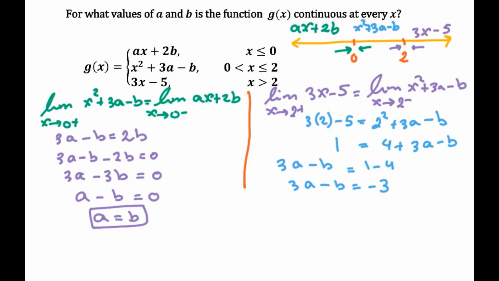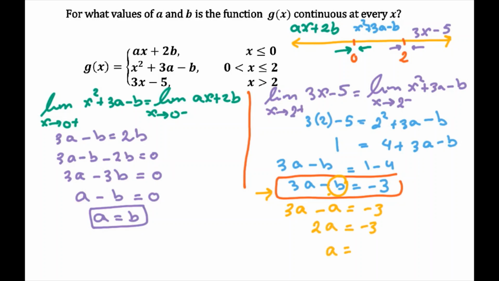Okay, now we have two equations here. We have this one and we have this one. We can use the substitution method to solve the equations, remember, and we can substitute b by a in this equation. Because a equals b, right? So we're going to substitute b by a. So we're going to get 3a minus a equals negative 3, 2a equals negative 3, so a will be equal to negative 3 over 2. So we found a.